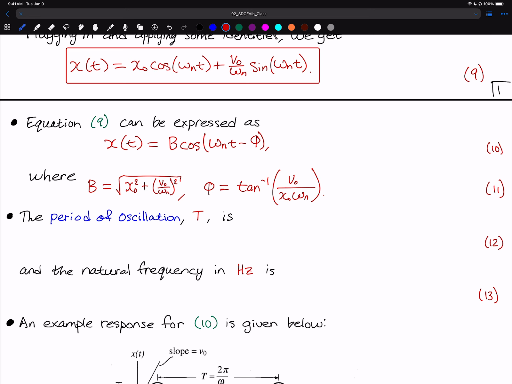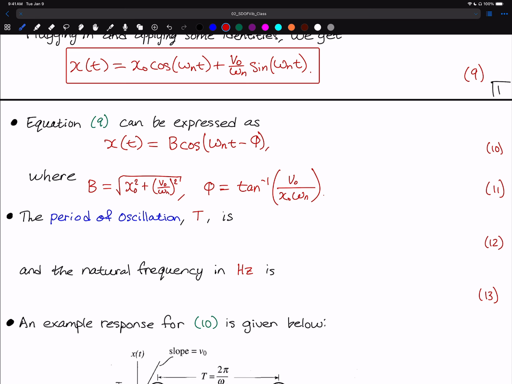And so you can use either of these forms. It kind of depends on your initial conditions. For example, if one of your initial conditions is 0, it's much more convenient to use equation 9. Whereas if both of them are non-zero, it can be more efficient and easier to use equation 10.